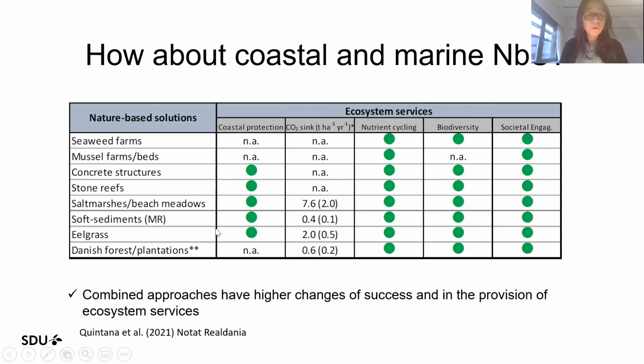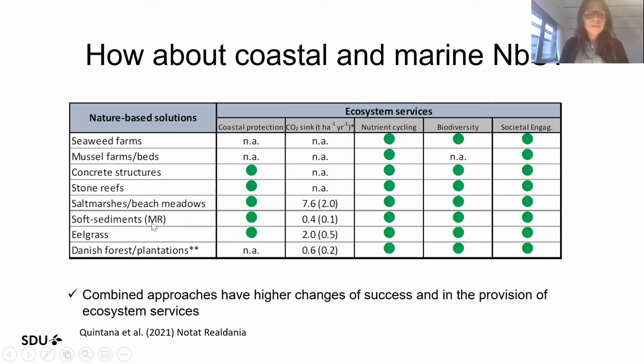So if we focus on the salt marshes and soft sediments, eelgrass, you can see that most of them fulfill all the ecosystem services that are required for very successful nature-based solutions. When we look into the CO2 sink, I just put Danish forest plantations here as a comparison. You can see that salt marshes are by far the ones that are storing more CO2 compared to other systems.